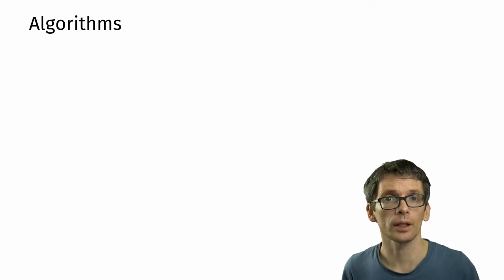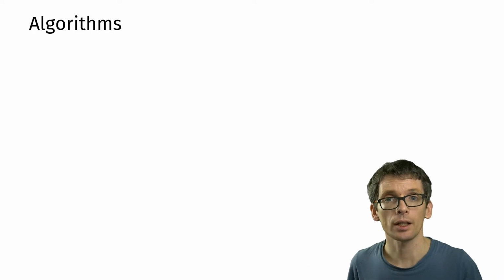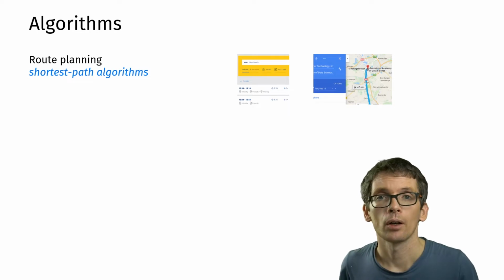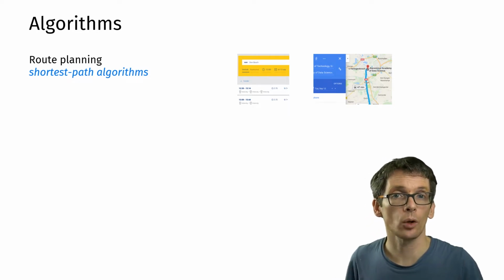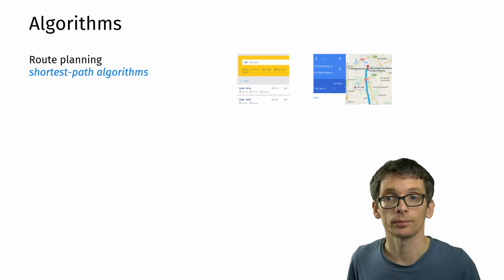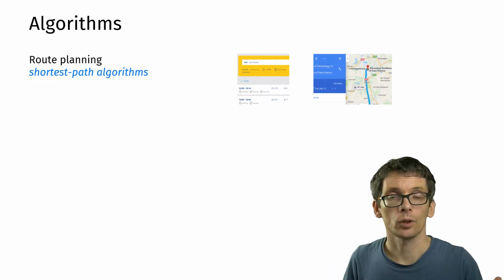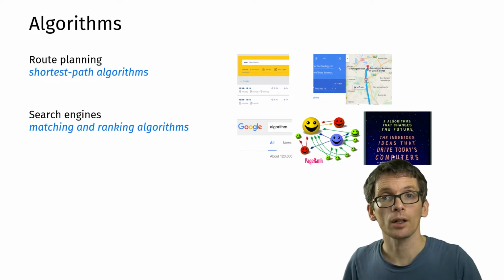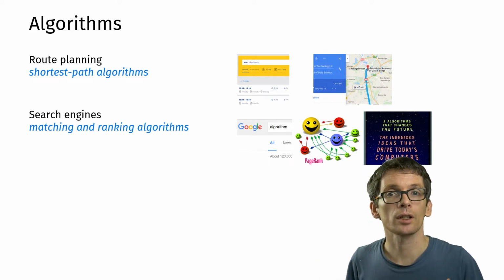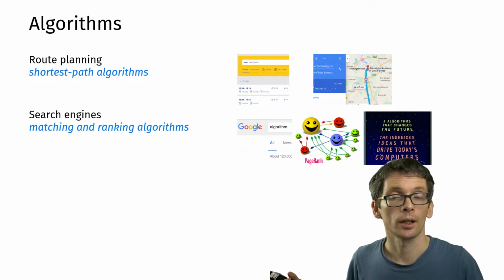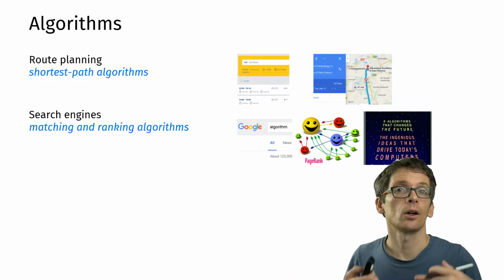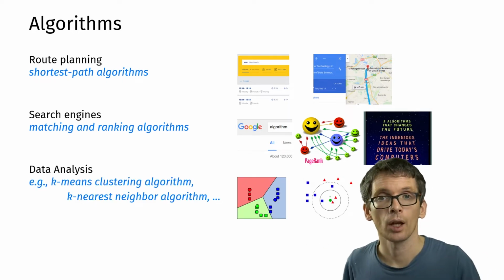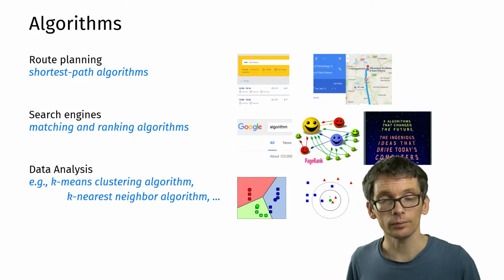We use algorithms in everyday life. For instance, when we do route planning. So route planning essentially boils down to finding shortest path and using a shortest path algorithm. Searching the internet. Information that we're searching will have been heavily pre-processed using sophisticated algorithms. When we analyze data, we also use dedicated algorithms for that. For instance, clustering algorithms, or for classification nearest neighbor algorithms.